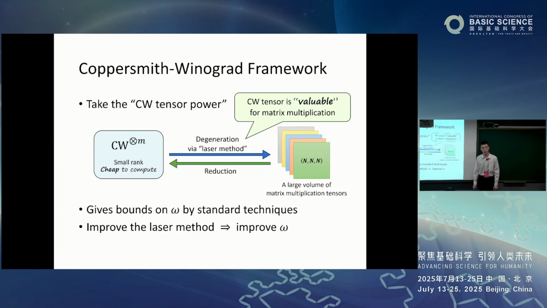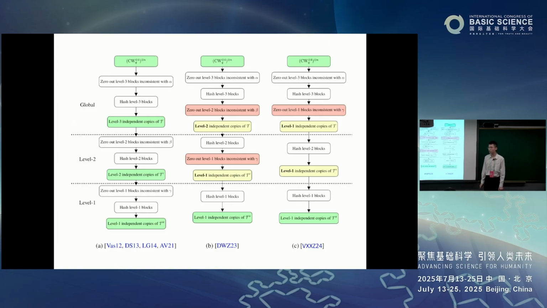So this is how the Coppersmith-Winograd framework works. And now let's see a picture showing how the degeneration works. This picture shows different versions of the laser method used in historical papers. The left column is the one used in some historical papers before our recent works. The middle one is used in our 23 paper, and the right column is in our 24 paper. We try to integrate new ideas and techniques to improve the performance of the degeneration, and once the degeneration is improved, recall that we can get better bounds on omega automatically.